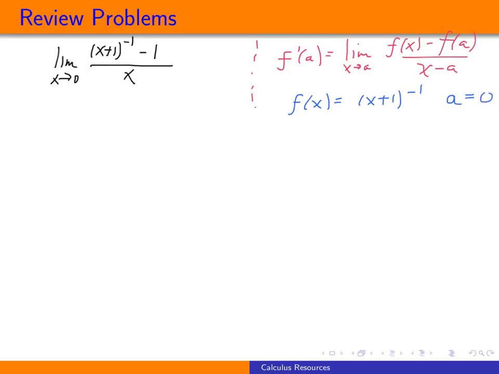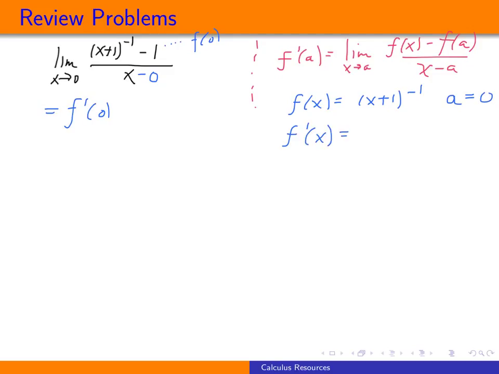The reason this is true is we could add a minus 0 on the bottom and just note that f of 0 is equal to 1. So the value of this limit will be f prime of 0. So all we need to do is to differentiate the given function.